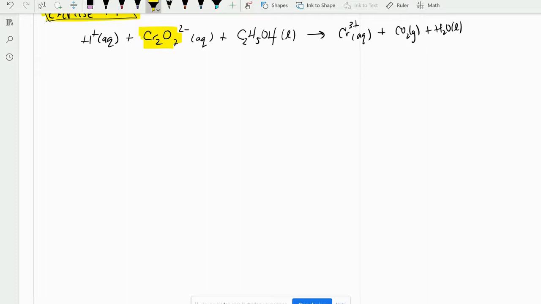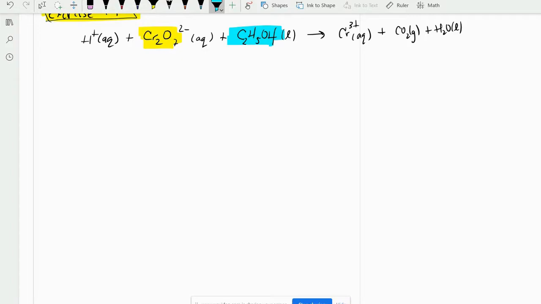Under certain conditions, potassium dichromate will react with ethyl alcohol, and I'm going to highlight alcohol right now. Ethyl alcohol is that species, and it says here is the following reaction. We're simply going to balance this redox reaction.